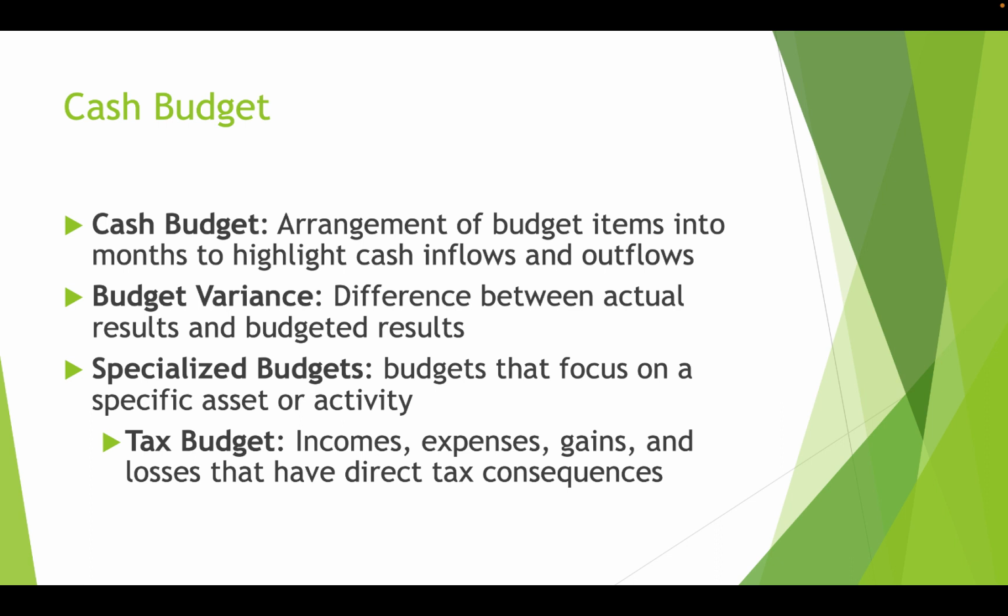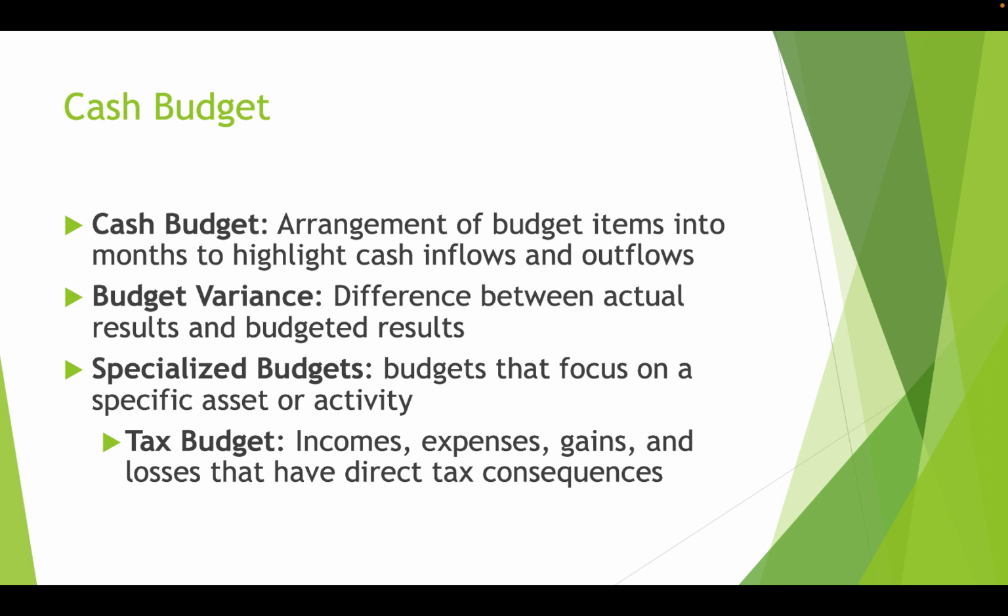This is an arrangement of budget items into months to highlight cash inflows and outflows, so you can see where your money is going in and out. In the chapter, you'll see an example cash budget that has columns for each month so that you can see where the money is coming in and out. And with that, you'll see the budget variance. That's the difference between what actually happened and what you had budgeted for.